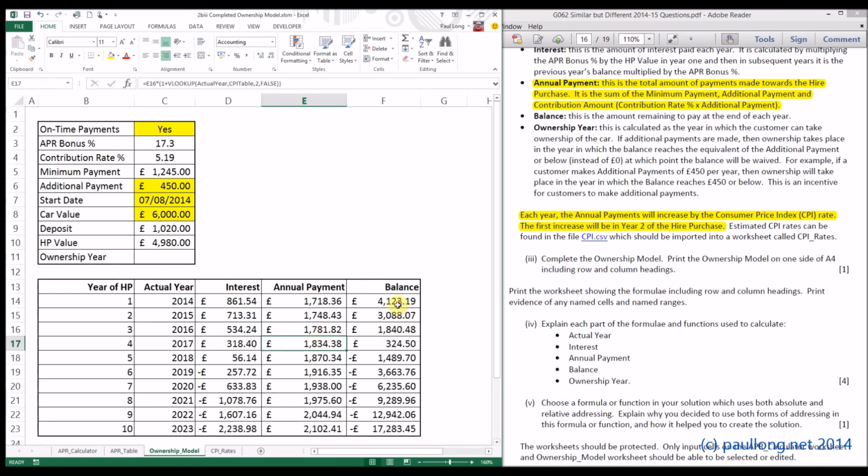And we can see now what's happening with the balance. The balance is going down. Don't worry about when it gets negative. We haven't got to deal with that part of the model. But what we can see is that at this point it gets to £324.50, and we can see where ownership approximately is going to take place. So the next tutorial is now going to look at how to calculate that ownership year.